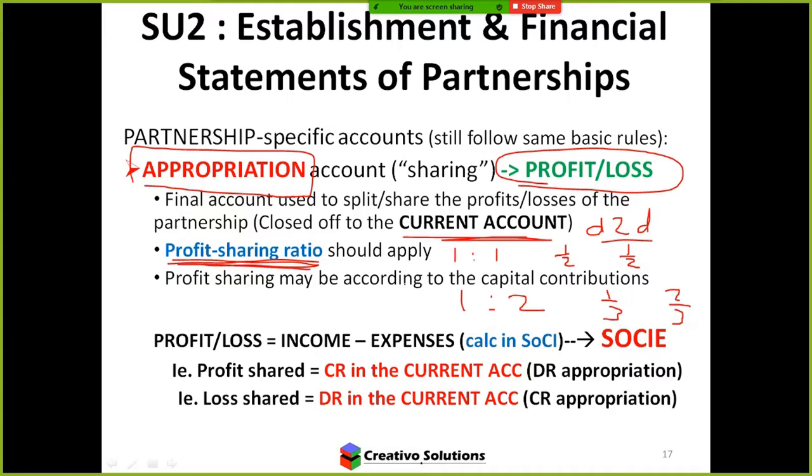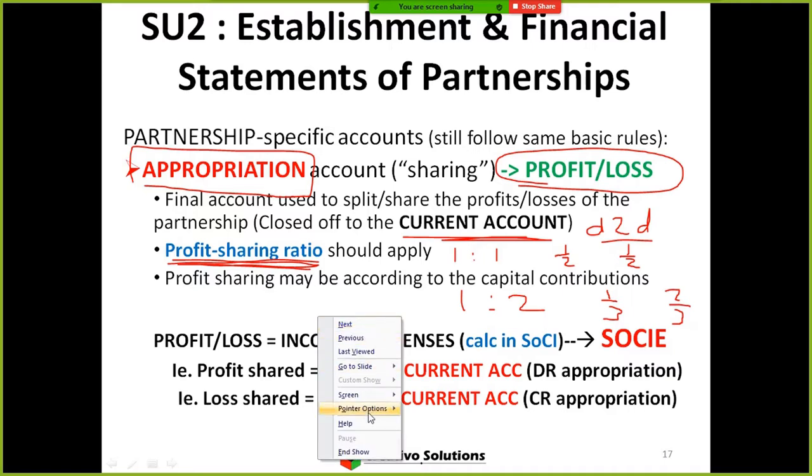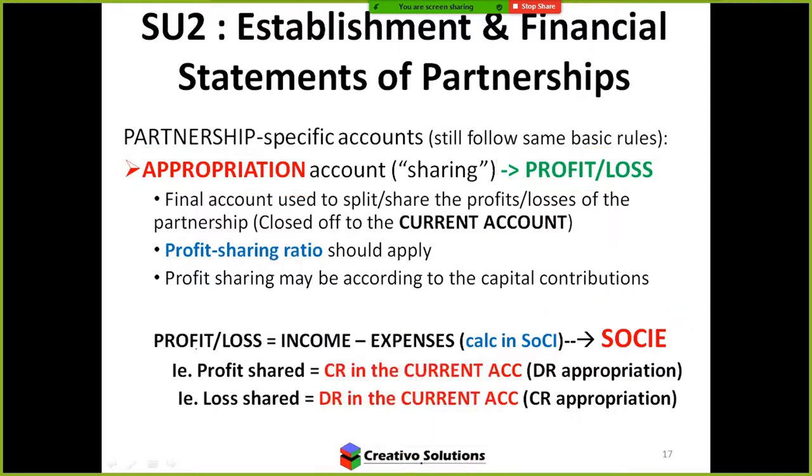The profit sharing ratio must be calculated in some instances, and sometimes you could even change the profit sharing ratio when we look at a change in ownership. The last bit here at the bottom is just highlighting the calculation. When you work out profit and loss, you need to add up all your income minus all your expenses. It's going to be calculated in the statement of comprehensive income, and then it'll be disclosed in the statement of changes in equity. So two things to consider: the calculation and then the disclosure.